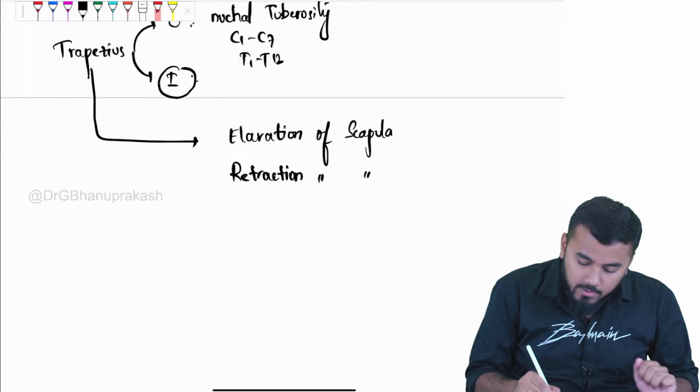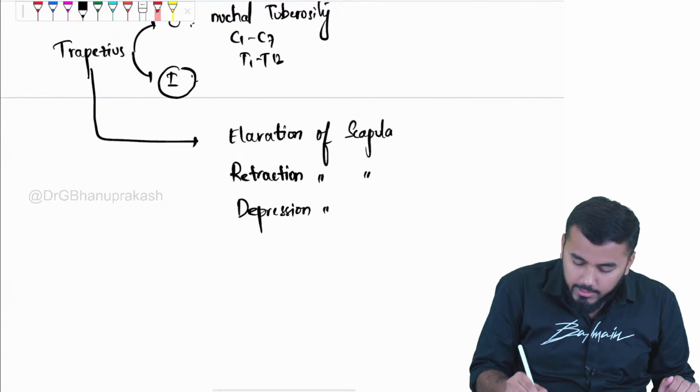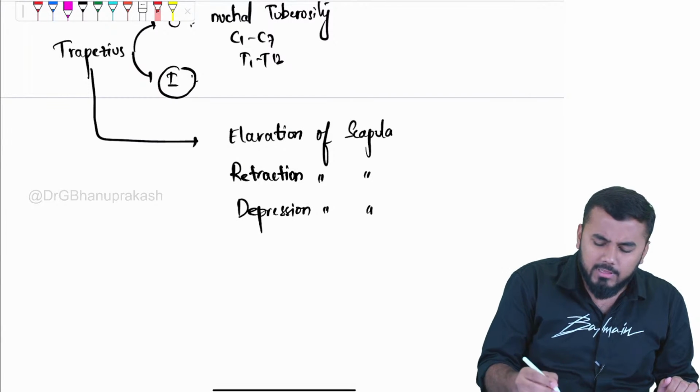And third is that the inferior group of fibers are attached in this way. If I'm pulling, the scapula will move downward like this. So this is called depression of scapula. Simple thing, guys.